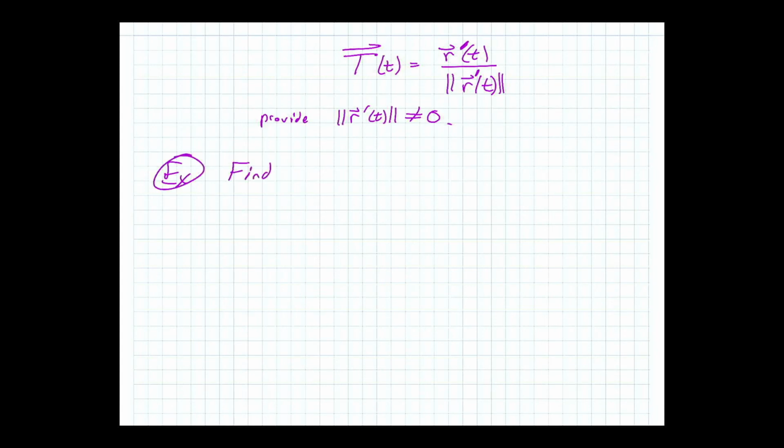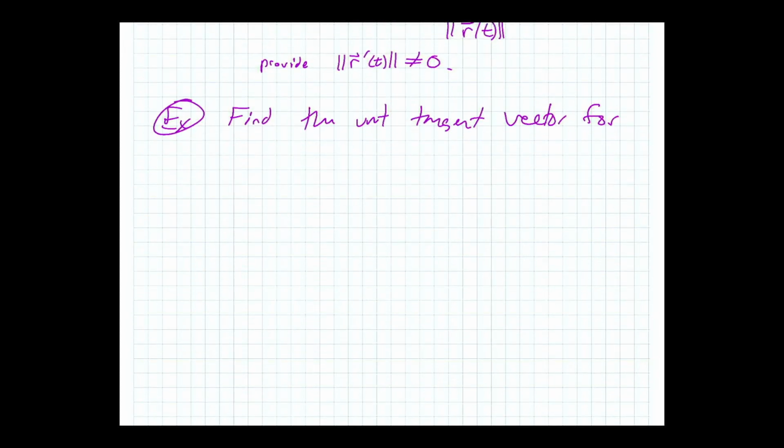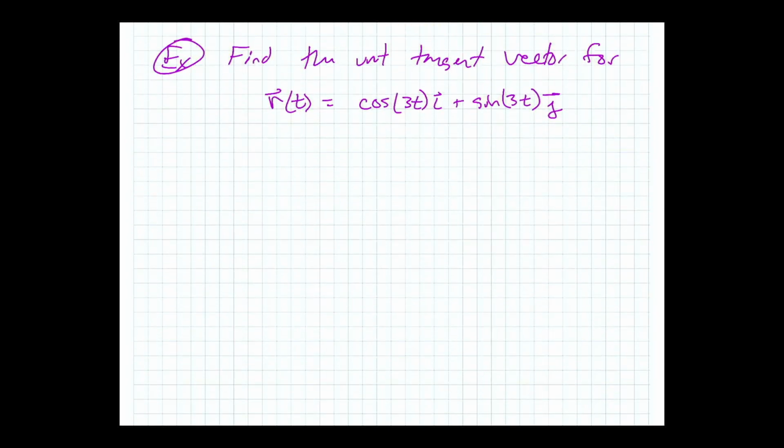Okay, so here's an example. Find the unit tangent vector for r of t equals cosine 3t i plus sine 3t j. Okay, so this is a circle.